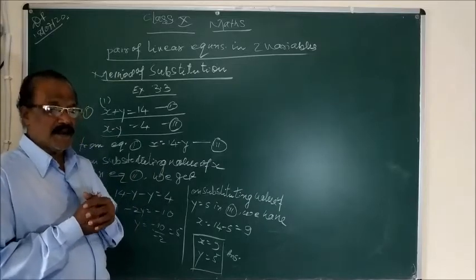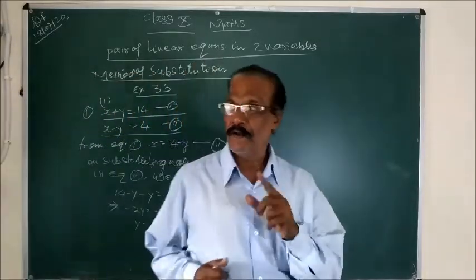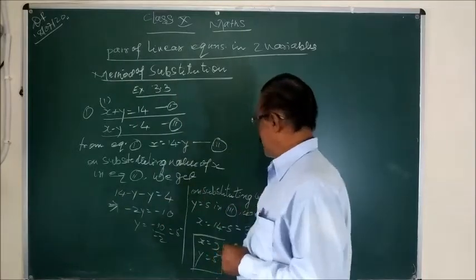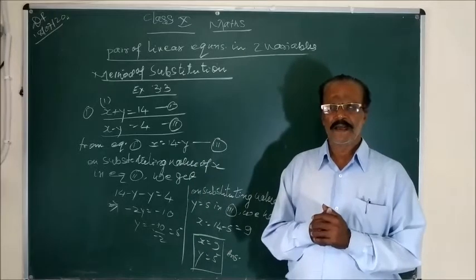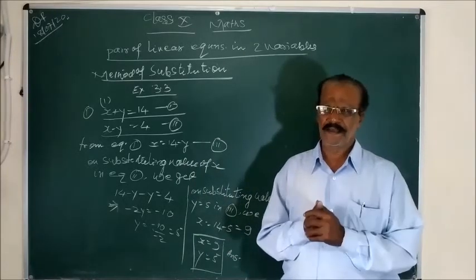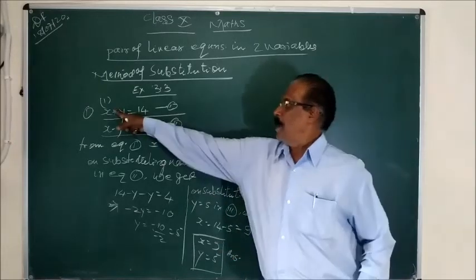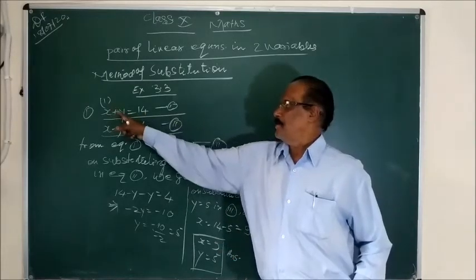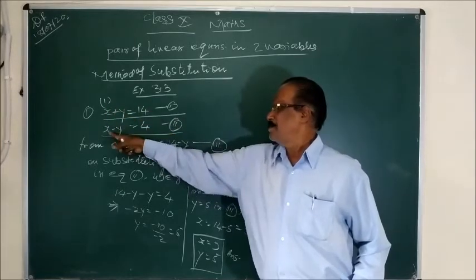Now question may arise whether you are right or wrong. How will you verify you are right or wrong? You put these values of x and y in the given equations. If both conditions are satisfied, this means you are right. Otherwise, no. You see, 9 and 5. x is equal to 9, y is equal to 5, 9 plus 5, 14. And 9 minus 5, 4.